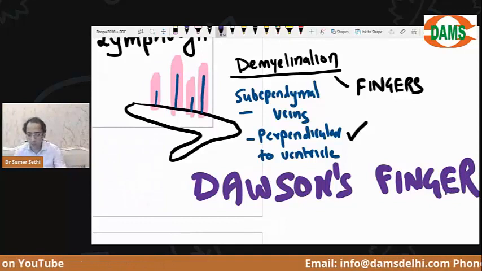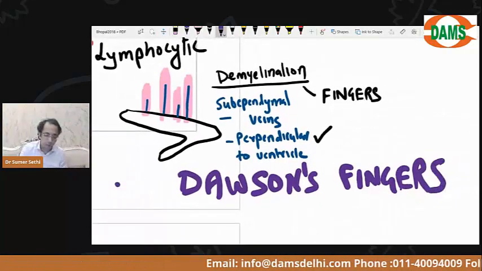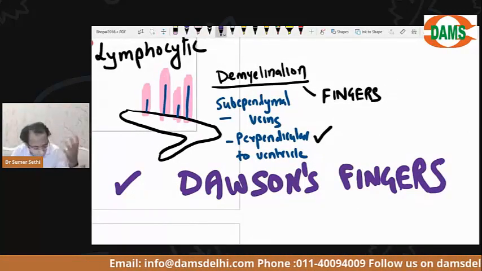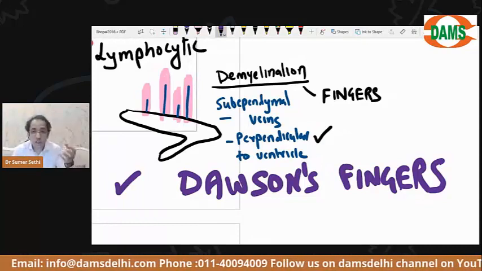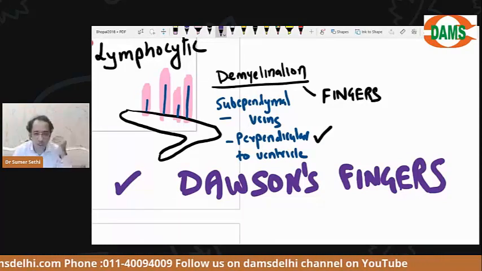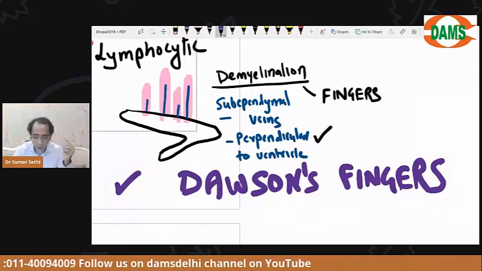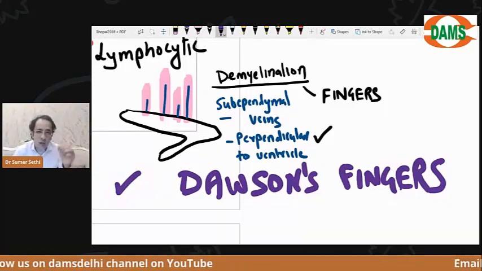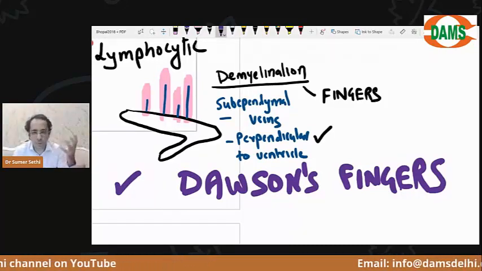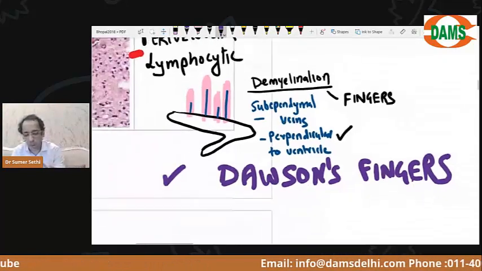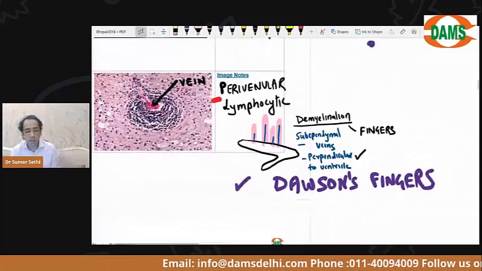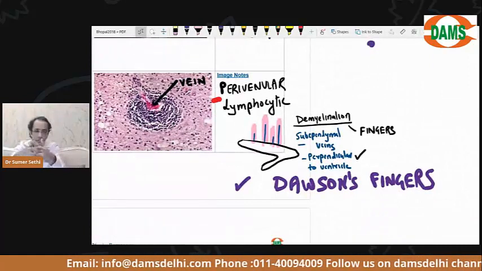Are you aware of this word? Very, very important for your MCQ questions. They will always ask you, in which condition do we see Dawson's fingers? The answer is multiple sclerosis. But the question is, why are the Dawson's fingers formed? Because MS is perivenular. The key is in pathology, and that is where the integration happens.